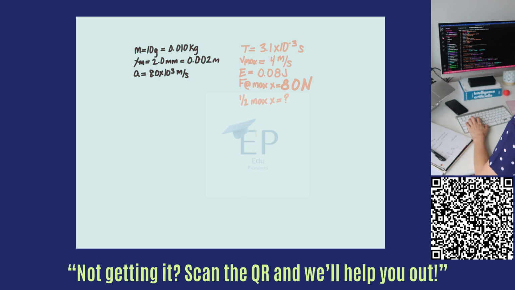All right, and the last part is finding what's going to be the force at half of the maximum displacement. Well, since F equals our spring constant times our displacement, if we're at half of our maximum displacement, then we're also going to be at half of the force. So since our force at maximum displacement is 80, then half of our force is going to be 40 newtons.